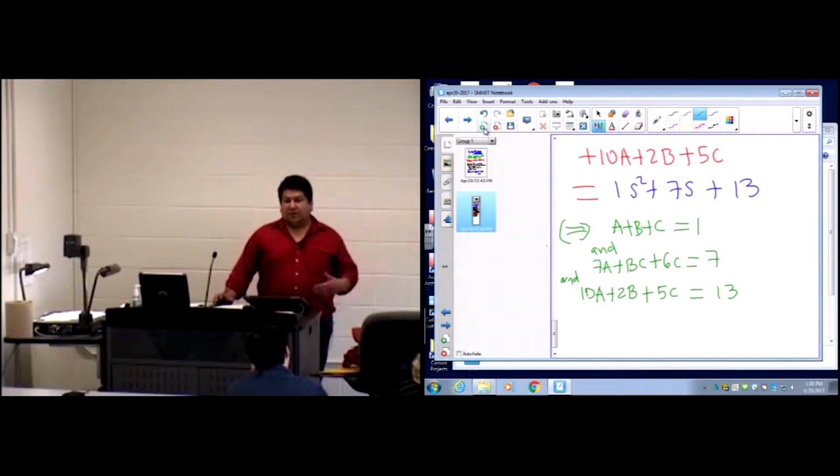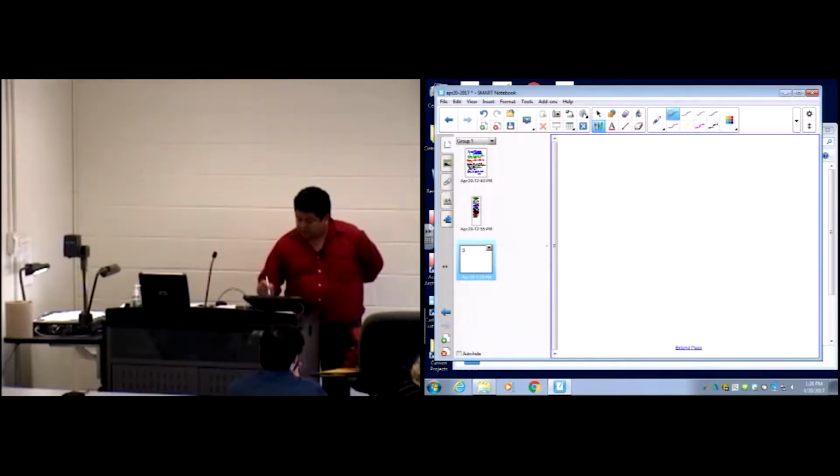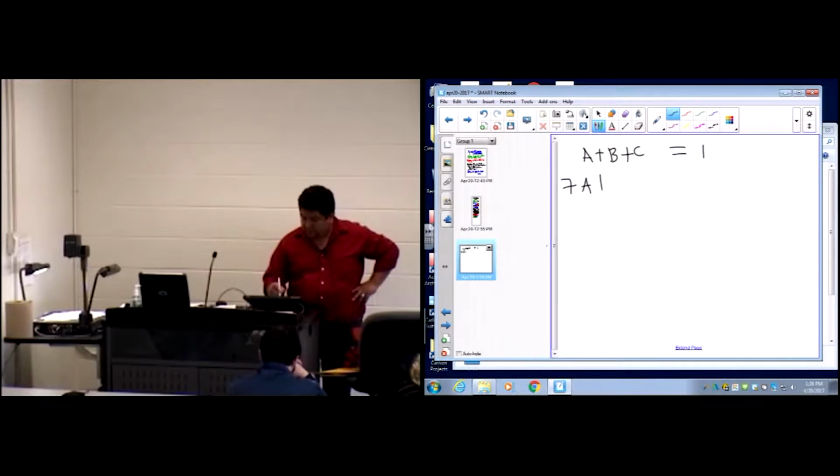So we have A plus B plus C equals 1, 7A plus 3B plus 6C equals 7, and then 10A plus 2B plus 5C equals 13. We have these equations, so what we are going to do is row reduce. So we're going to collect the coefficients we have here.